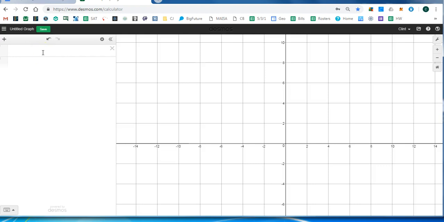All right, so I've opened up Desmos. It's www.desmos.com, and you just click Start Graphing. You can create an account or just do it for free. I have an account created. So I'm going to show you the difference.